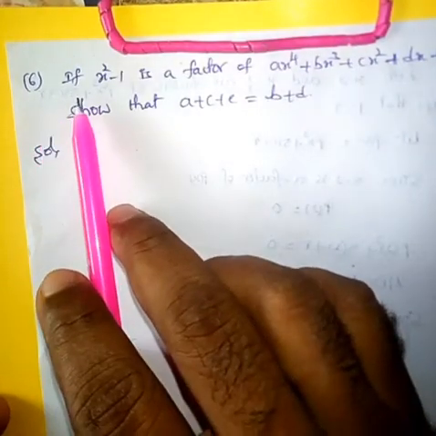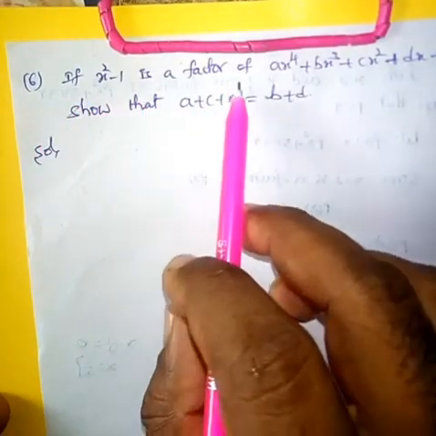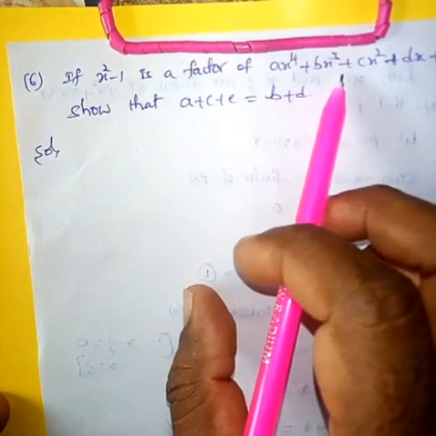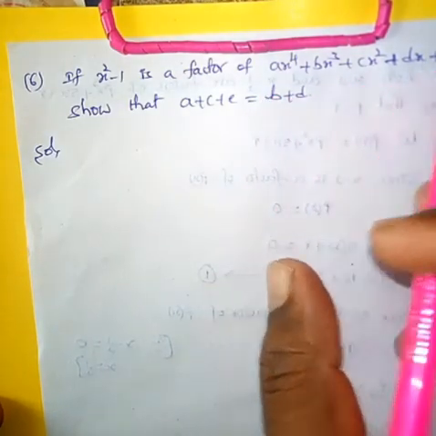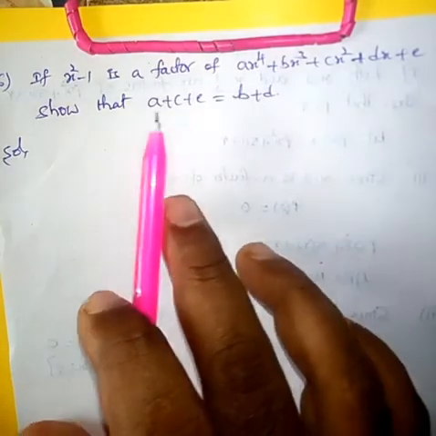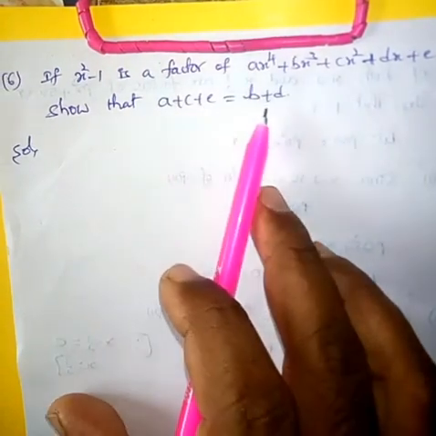Sixth problem. If x square minus 1 is a factor of ax power 4 plus bx cube plus cx square plus dx plus e, show that a plus c plus e equals b plus d.